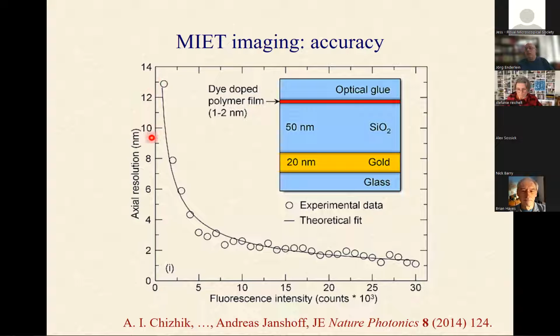What you see on this graph is the axial resolution of our method as a function of the fluorescence intensity in 1,000 photon counts. So when you collect between 5 and 10,000 photons, the accuracy for the axial resolution is between 2 and 4 nanometers. And this is, I think, a really remarkable number. This is typically the range of fluorescence intensity that you have in a normally well-prepared, well-labeled sample.